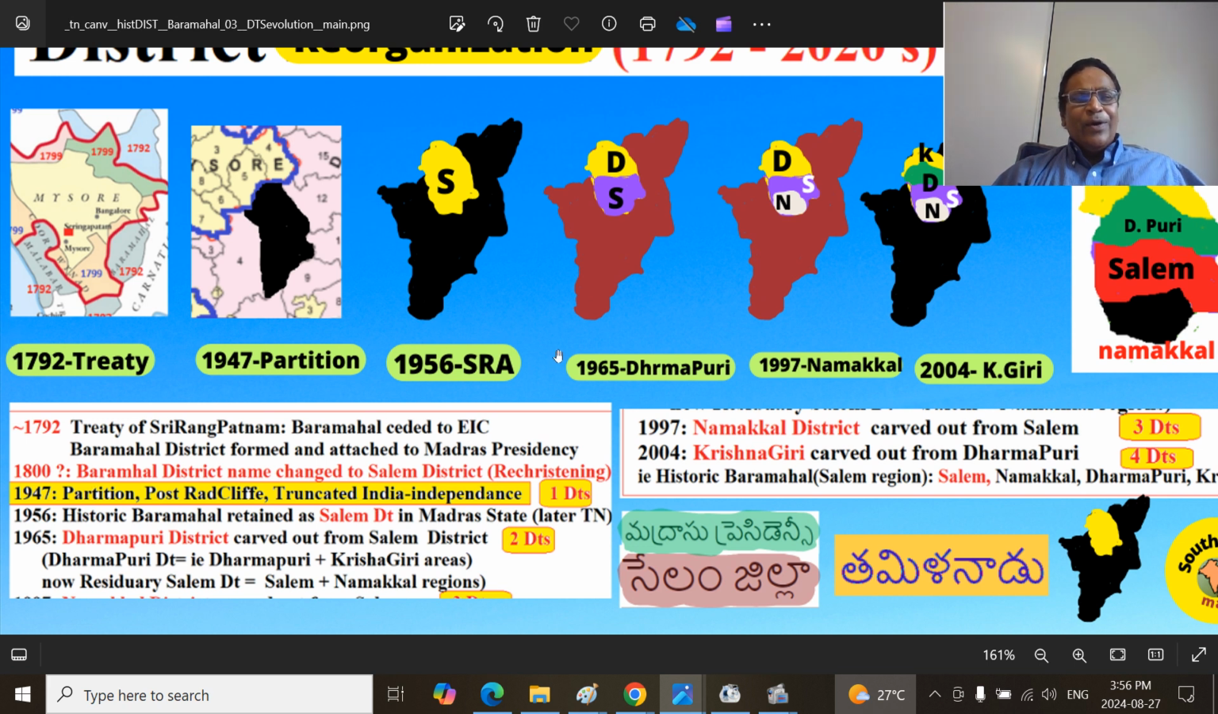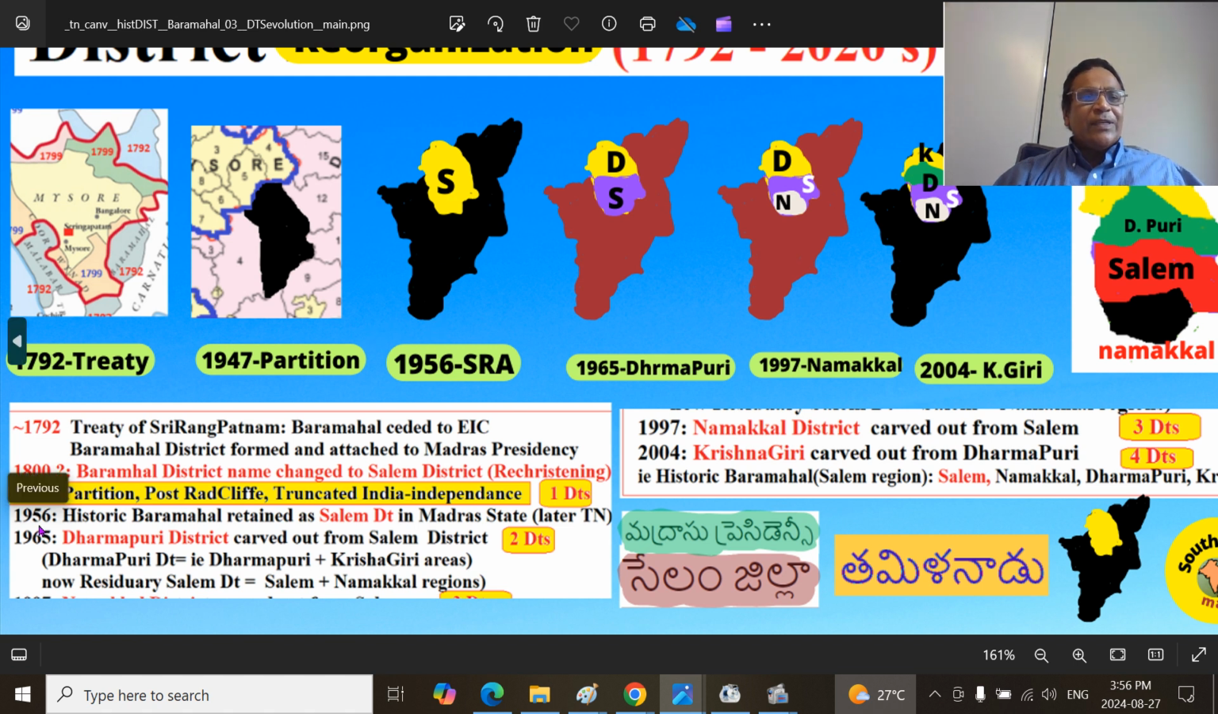So we have seen the old map around about 1857, Sipahi Mutiny, it is Salem district. So Baramahal district name changed to the Salem district. Rechristening is Namakaran. When it is done, may not be that serious. So 47 partition, post Radcliffe Line, truncated India. Still, we had one district, that means Telugu speaking districts become Andhra state, and Malabar region was given to Kerala, and also Tamil Nadu was attached to the Madras state, and so on.